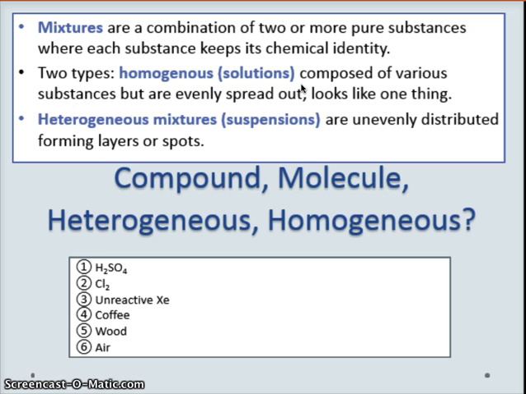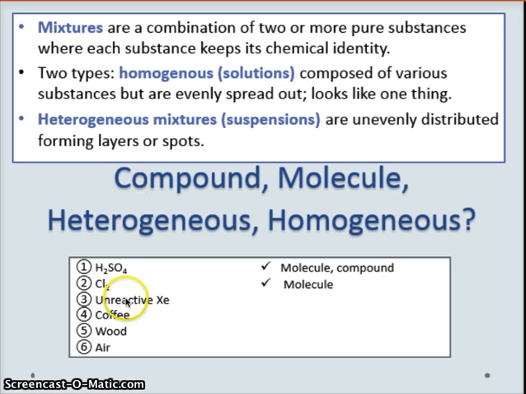Now, here are a few substances. You need to know whether it's a compound, molecule, heterogeneous, or homogeneous. So if you have a sample of acid, it's going to be a pure substance, so it's not going to be a mixture. It's not going to be any of these two. But because it has more than two elements, different elements, it's going to be a compound. But by default, all compounds are molecules.